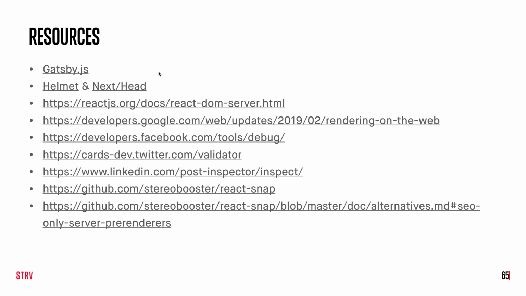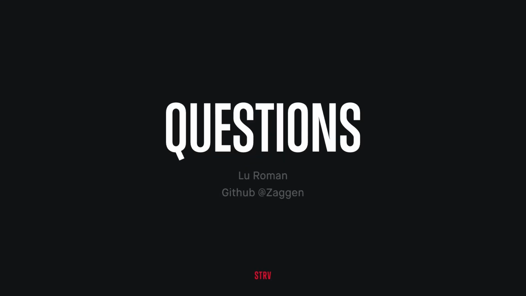Gatsby is focused on the static export. You could do server-side rendering, but it's not their main goal. With Next.js, you could do both. You could do server-side rendering, or you could run some npm command, and it will generate all the HTML files for you. And there are a bunch of other resources for you to check. So that's it. I hope you have questions.